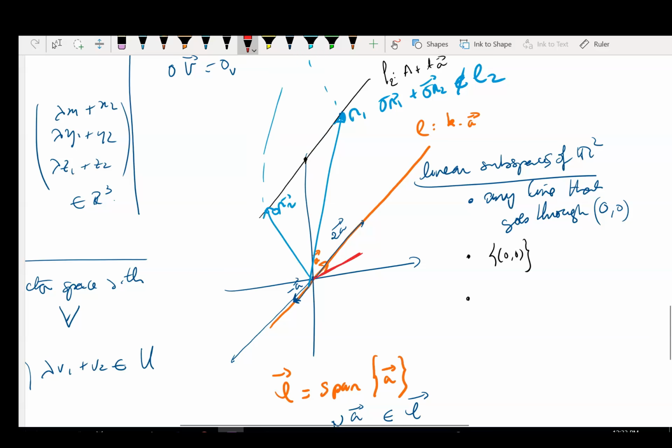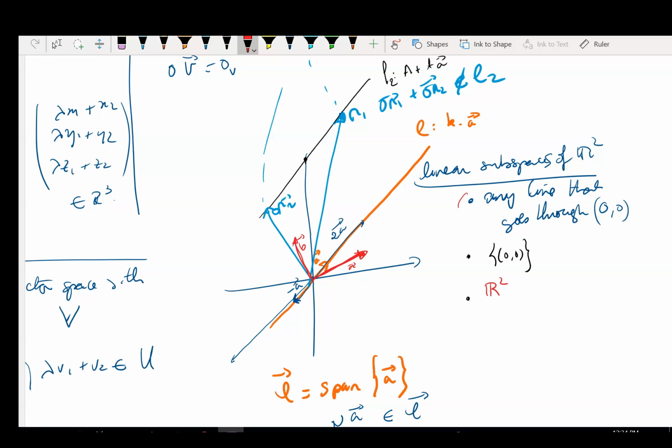If I take anything like this, so let's say my vector A and my vector B, well, my drawing is maybe not the best one because they look perpendicular, but they don't have to be perpendicular. As long as they are not on the same line, any linear combination of A and B is just going to be any point in the plane. So if I take linear combinations of any two vectors, that's just going to be R2.